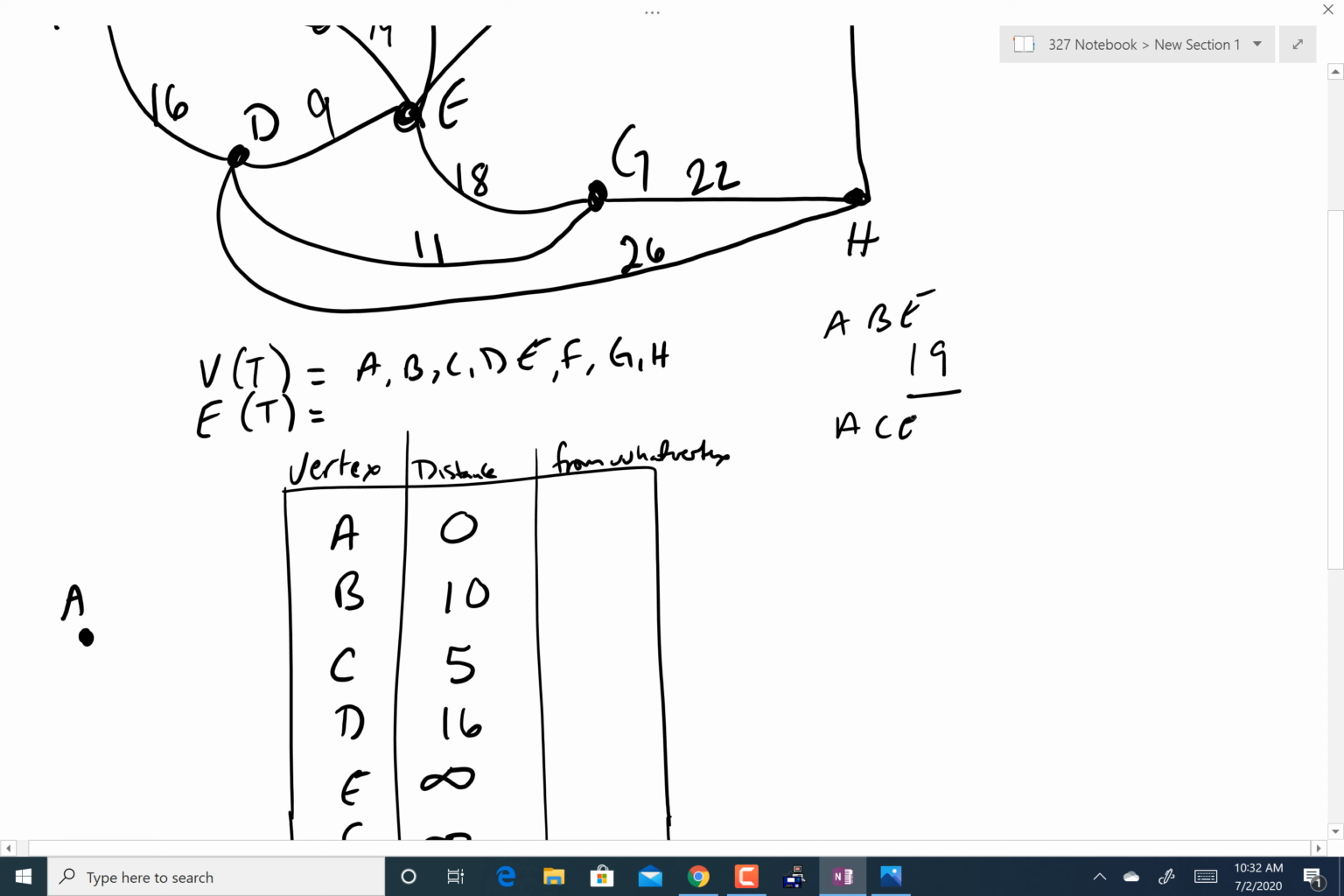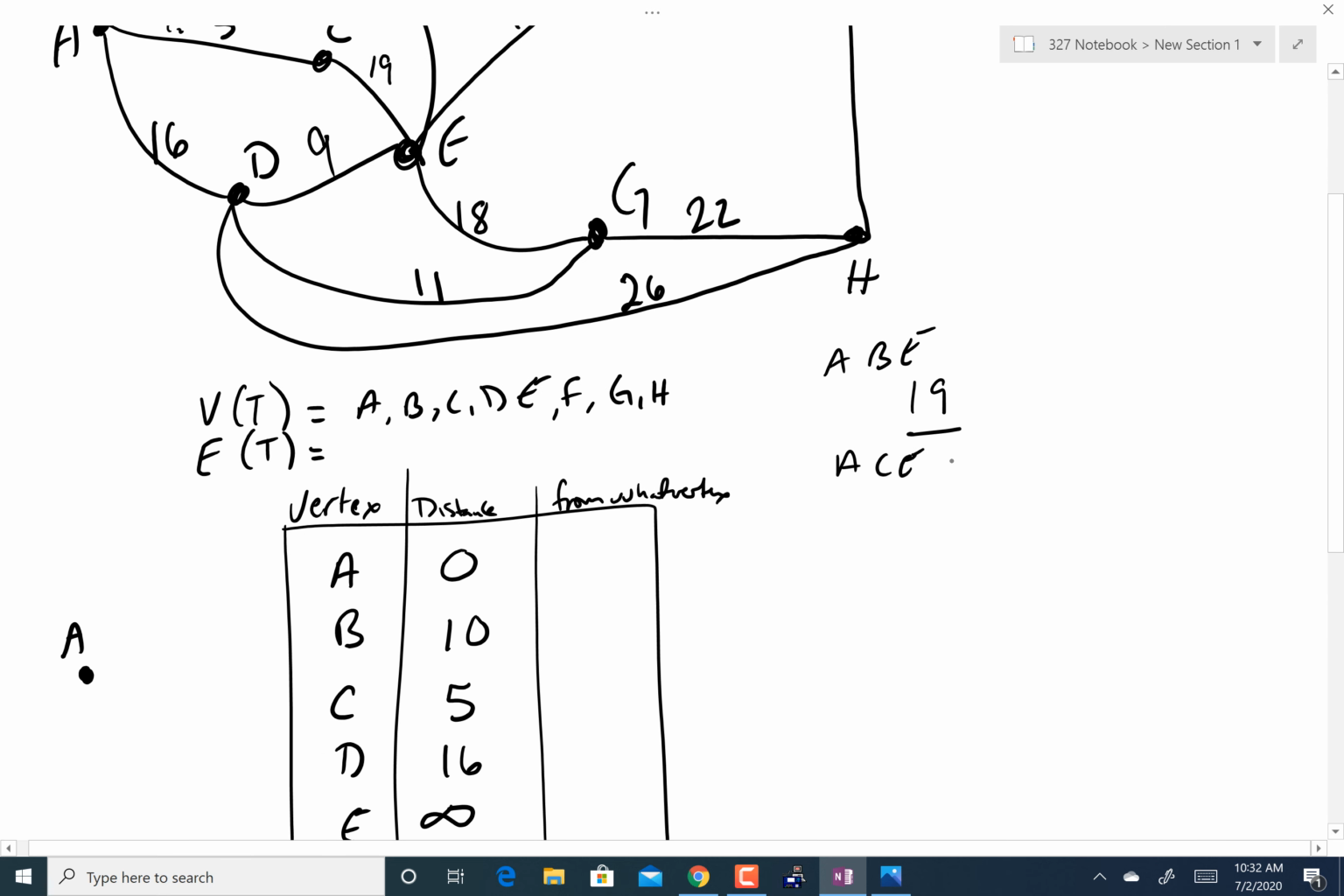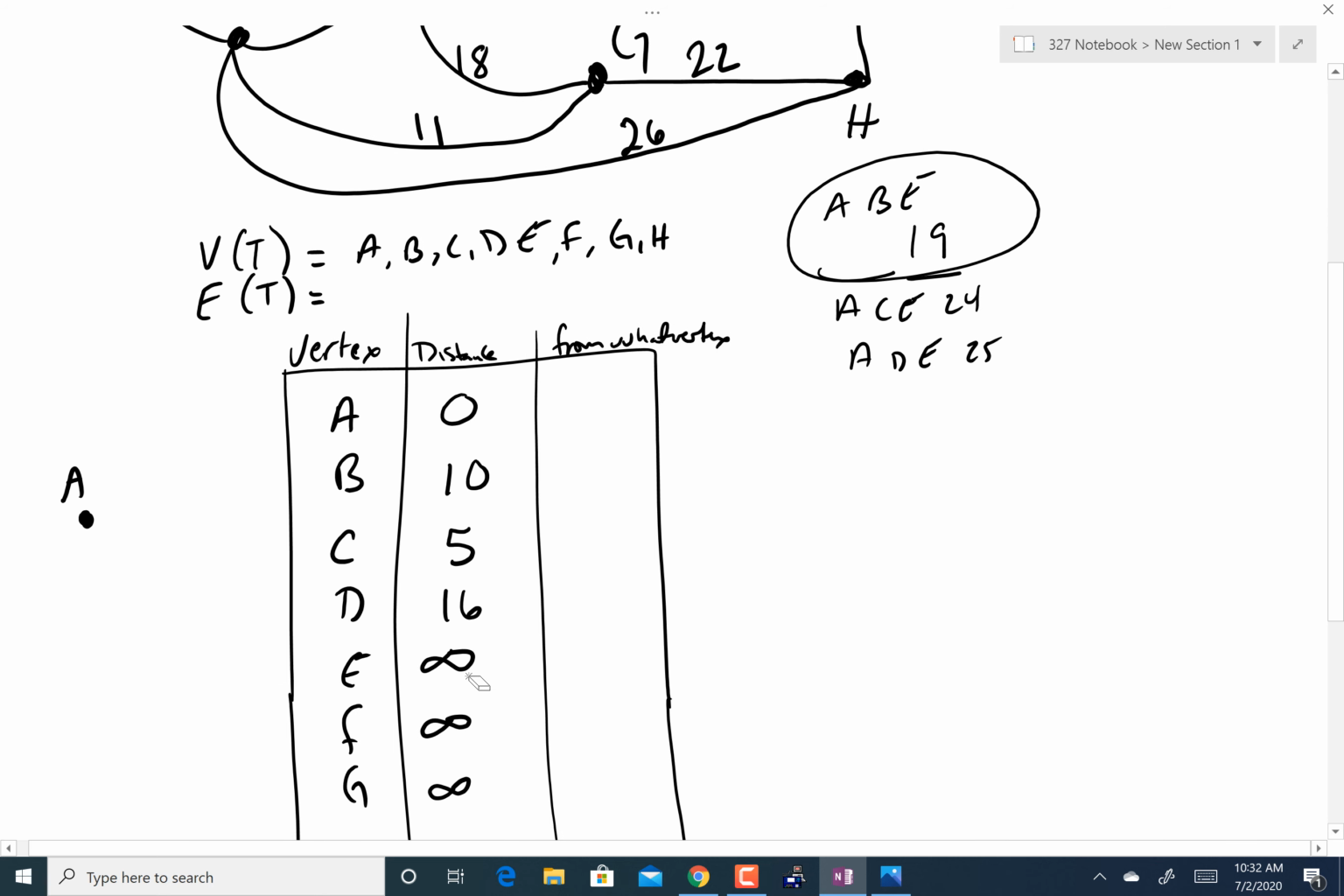A to C to E is going to be 24. And A to D to E is going to be 25. This is clearly the best one. Okay? And 19 is obviously less than infinity. So we're going to replace that infinity with 19. And where did we get to E from? We got to E from B. Okay, so we put that over here like so. Oh, where did we get to these guys from? We got to them from A, clearly. And so off we go from here.